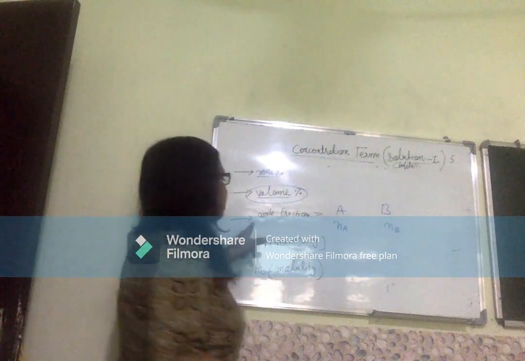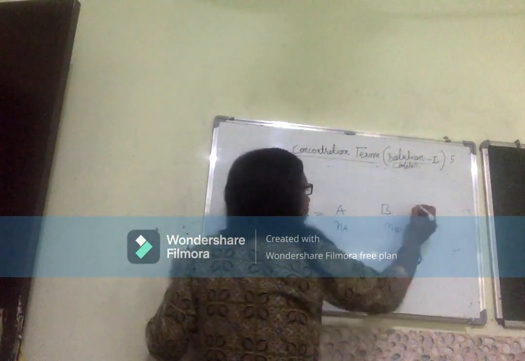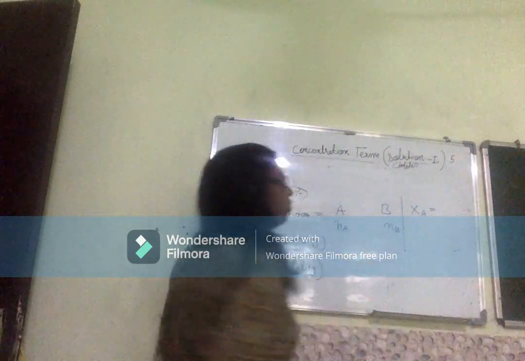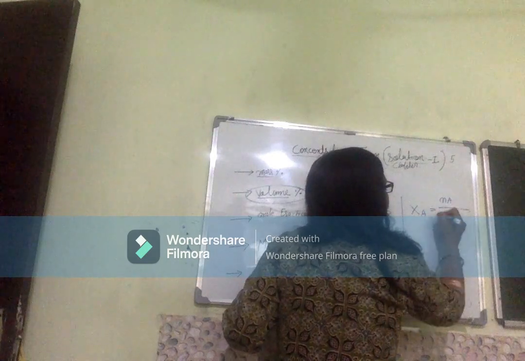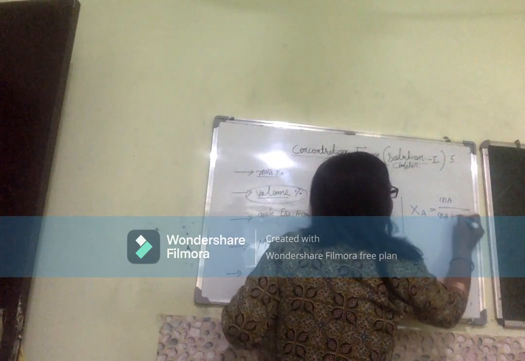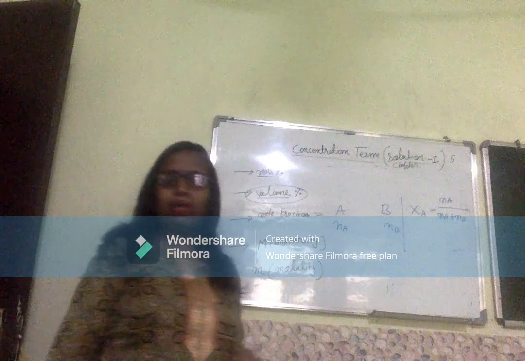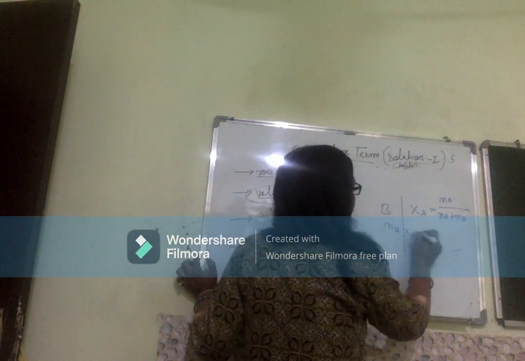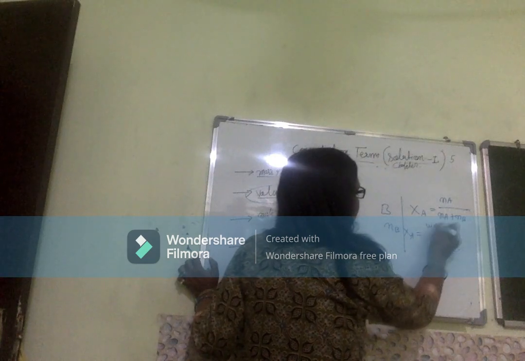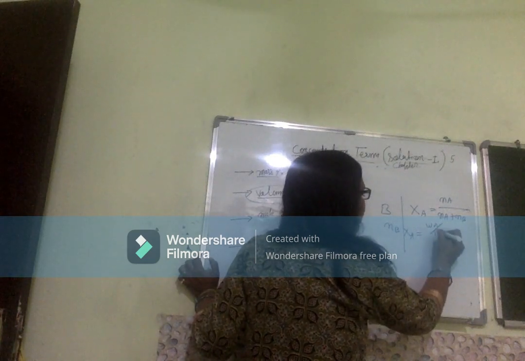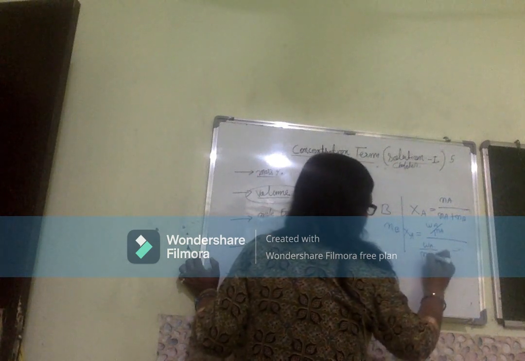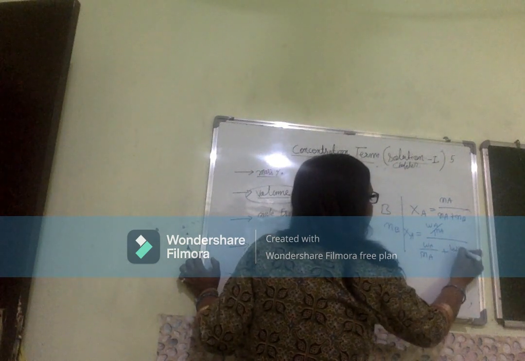Then the mole fraction of A, denoted by Xa, is equal to Na divided by the total number of moles, Na plus Nb. Or Xa is equal to Wa divided by the molecular mass of A, over Wa by molecular mass of A plus Wb by molecular mass of B.